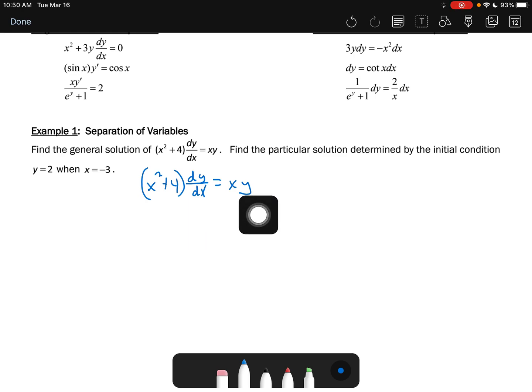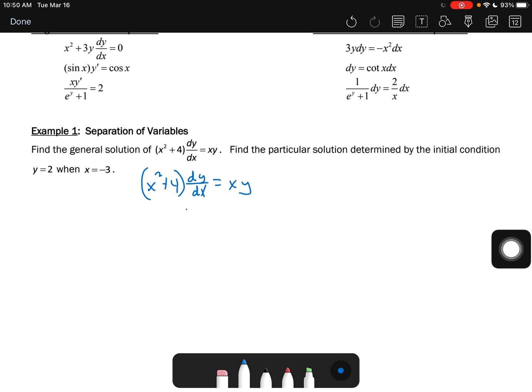We're going to need to multiply by the dx over to the other side. I think I would do that as a first step. And I might not show every single step that I do here, but let's talk through them. So if we multiply dx to the other side, we'll end up having to divide by the x squared plus 4, because this is all being multiplied here. And then we would divide this y over to the other side.